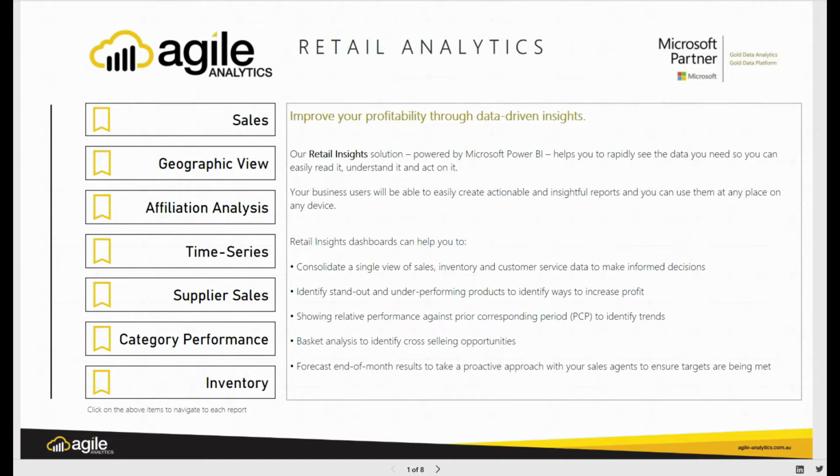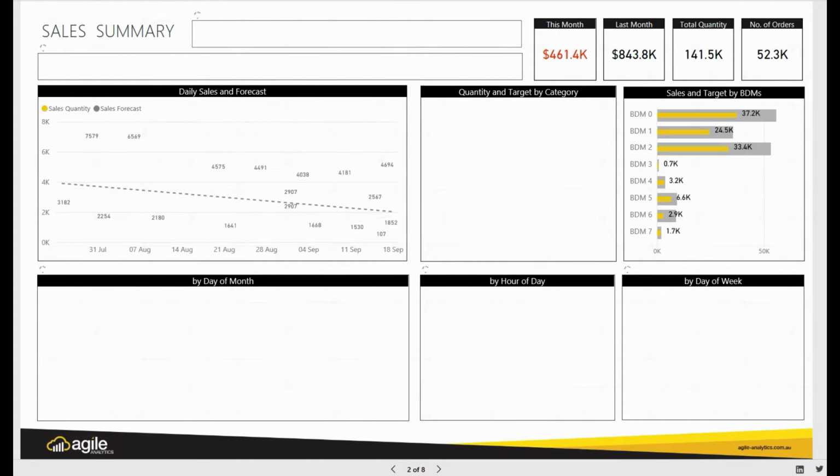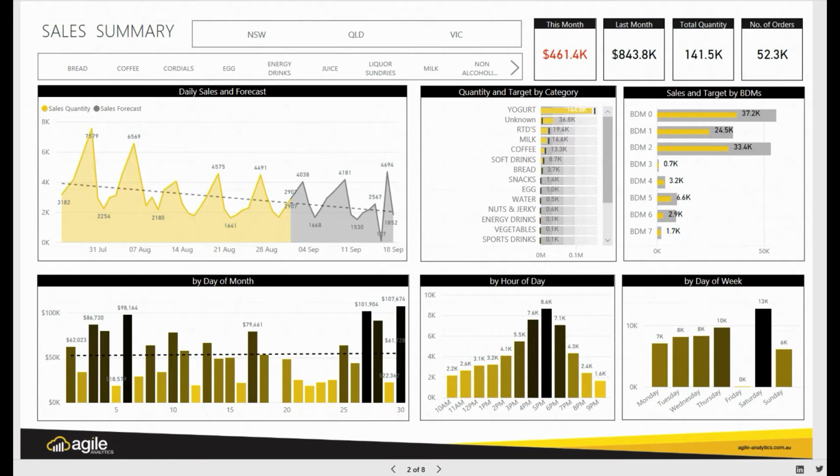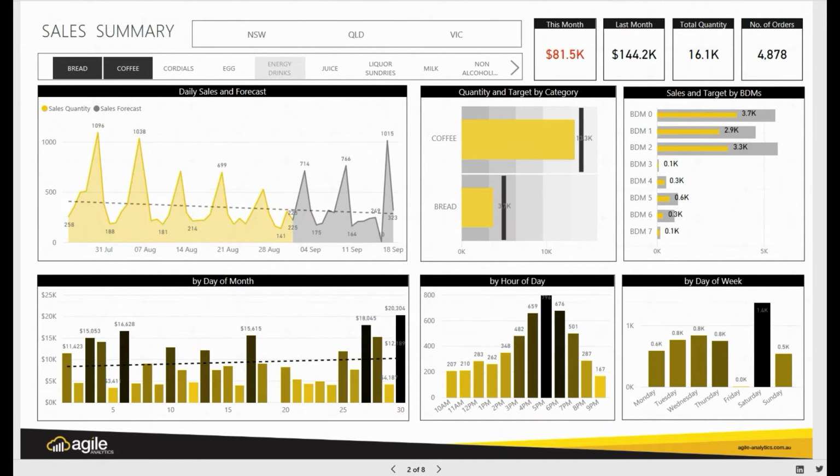Control over your business could not be easier. Our Retail Insight solution, powered by Microsoft Power BI, can give you a prompt overview of your sales and inventory productivity by using real-time data from multiple source systems. The easy-to-read layout of the dashboard offers users the chance to swiftly understand their business and rapidly take required actions.